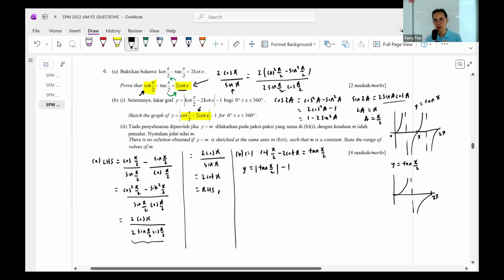Next you have a modulus. The moment you modulus, what happened? Modulus means you change all the part that falls below the x-axis, you flip it up. So the graph goes like this, 0 to 2 pi. Lastly, you have a minus 1. Minus 1 means I take the whole graph and shift it down by 1. When you draw this, guys, remember SPM wants you to draw the axis using a ruler. Please don't use freehand, use a ruler to draw. All right, this is your x and y. This will be your 2 pi.